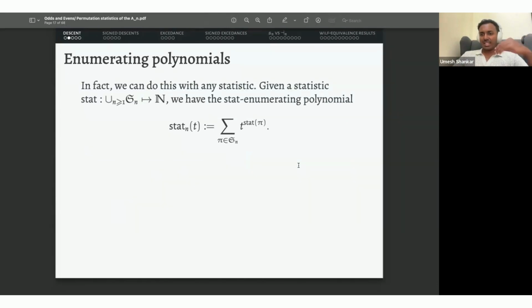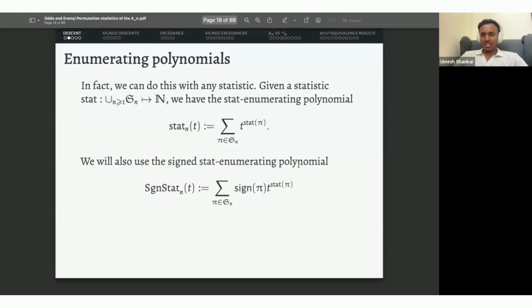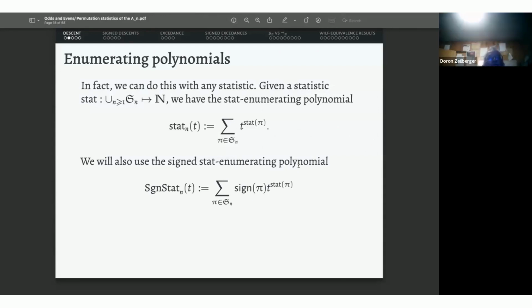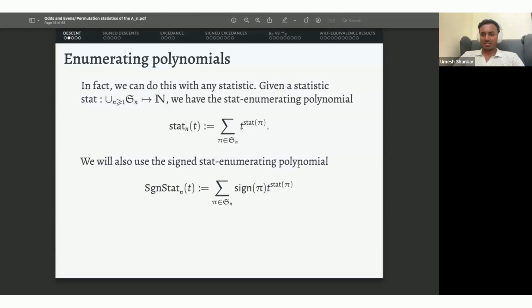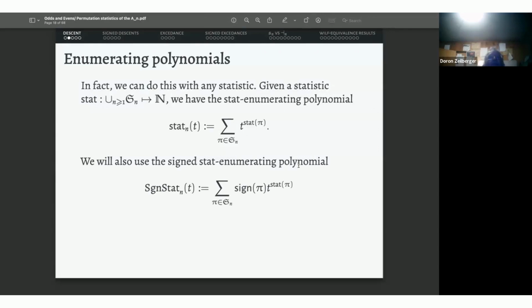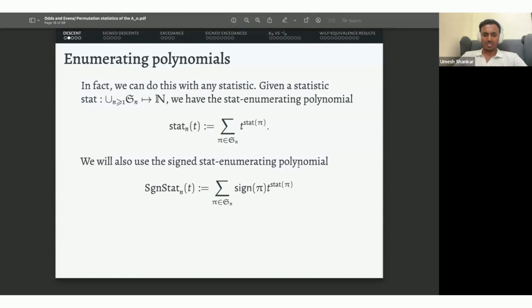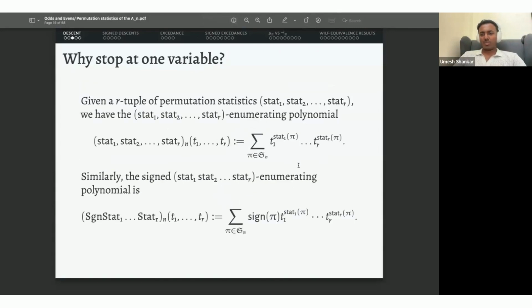The thing is, we can do this with any statistic. Once we have a statistic, we can have a stat enumerating polynomial. We will also be interested in what are signed stat enumerating polynomials. Basically, apart from t to the power stat of pi, we also have an additional factor of the sign of the permutation. So we want to sum over all permutations the sign of the permutation times t to the power of the stat of the permutation. So why stop at one variable? We can extend this to as many statistics as we want.